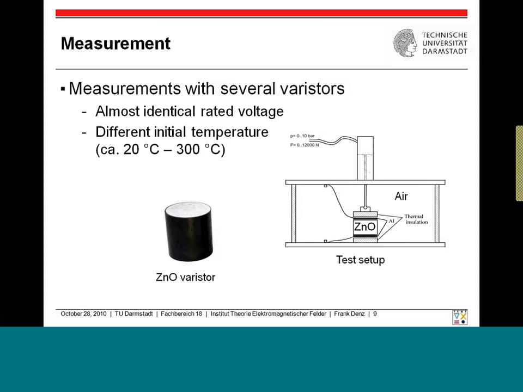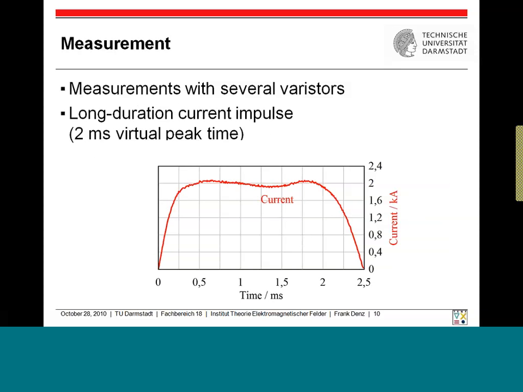almost the same value. They were heated in an oven to 300 degrees Celsius and left to cool down. At different temperatures, we subjected them to a current impulse, as shown here on the right-hand side. We have a varistor between the lower electrode, which is connected to ground, and the upper electrode, which is used to inject the current. The current signal is shown here. It's a long-duration current impulse with a virtual duration of 2 milliseconds.